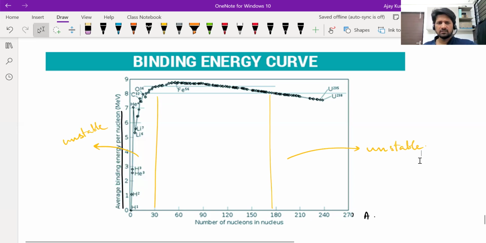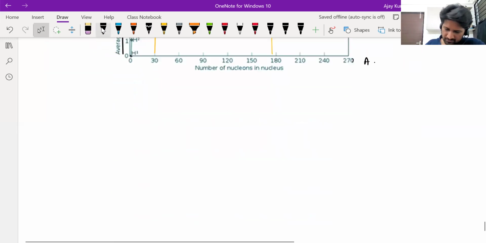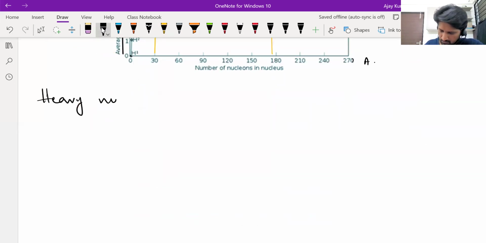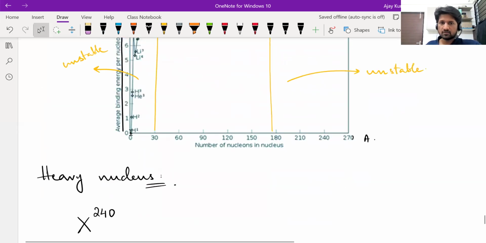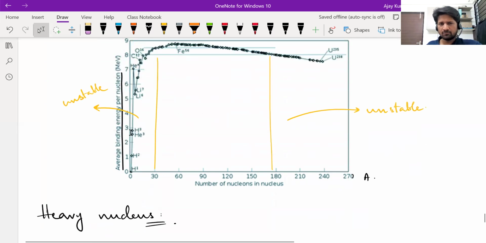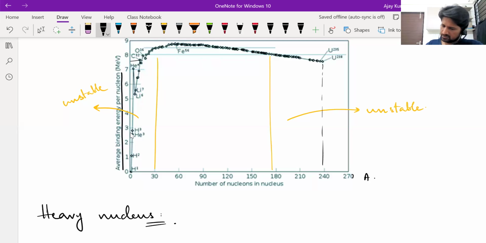So any system naturally will tend to attain stability. Now, if you consider a heavy nucleus, for example, let's consider some nucleus whose mass number is 240. This is a very common example taken in books. Now, 240 is greater than 170, so this is an unstable nucleus because its binding energy per nucleon will be less than 8. Now, for 240, if you see, it is approximately 7.5.